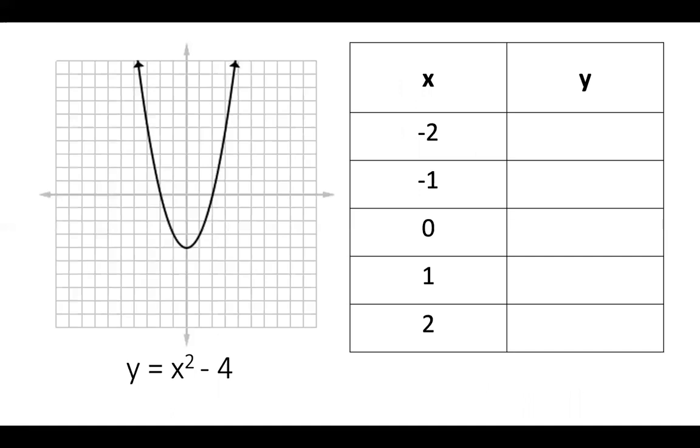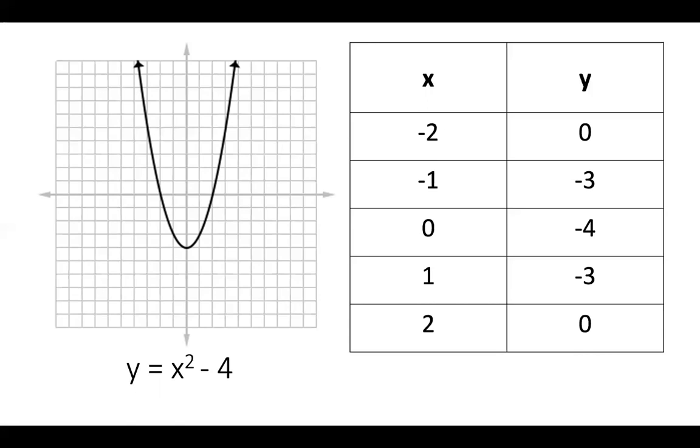So pause this video, take a minute, see if you can create a table using the graph or the equation y equals x squared minus 4, and then we'll proceed. Okay, so once you're ready, move on. So you should have gotten that when x equals negative 2, y equals 0. When x equals negative 1, y equals negative 3. When x equals 0, y equals negative 4. When x equals 1, y equals negative 3. When x equals 2, y equals 0.